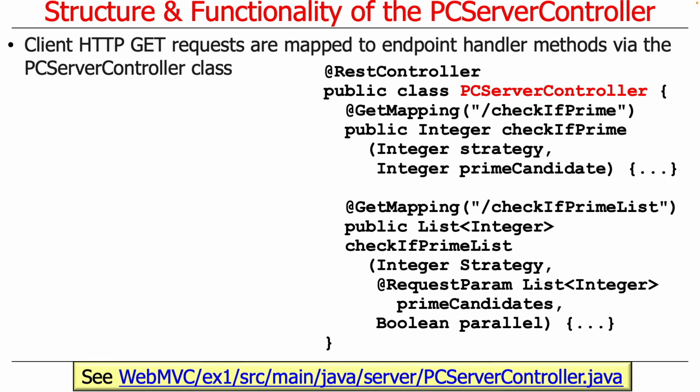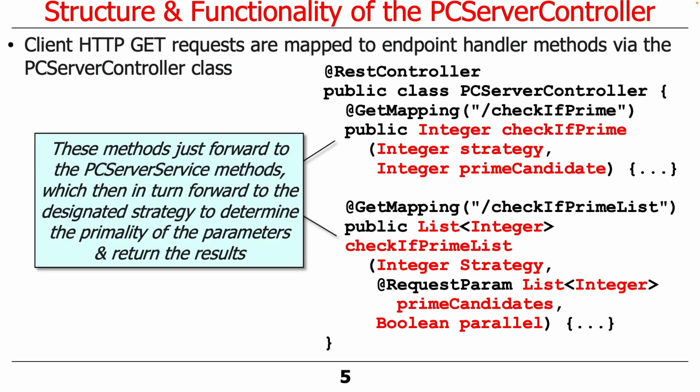So again, no surprise here. When clients send GET requests in this case study, they're mapped to so-called endpoint handler methods using the PCServerController class. That should be pretty much par for the course by now. So we have a class, doesn't matter what it's called really, but we call it PCServerController, and that is going to have endpoint handler methods that are going to forward to the PCServerService methods.